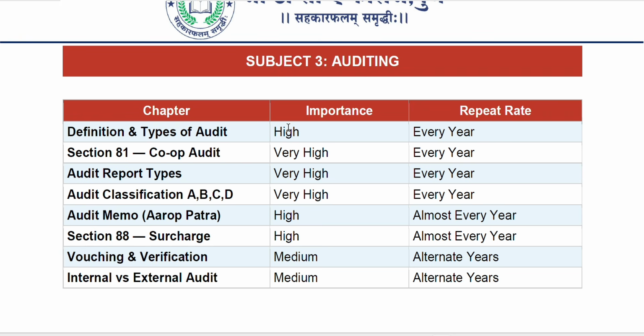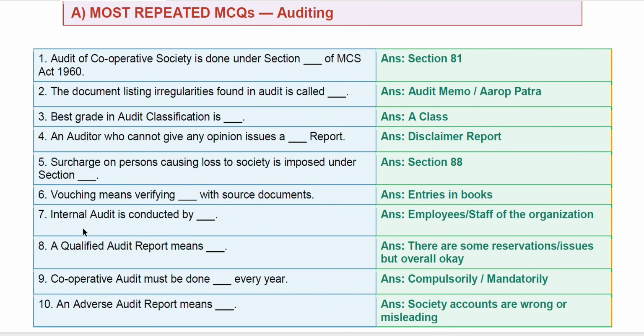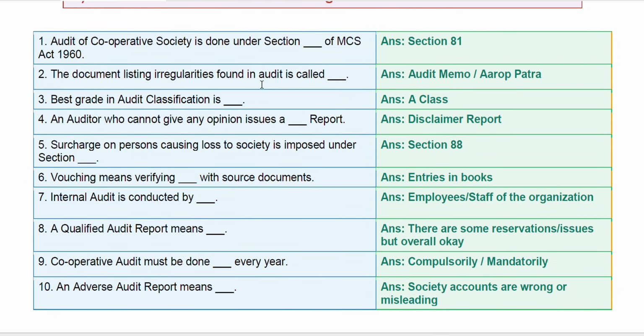Section 88, surcharge. Vouching and verification, internal versus external audit, differences between. So, most repeated MCQs in auditing. Number 1: audit of cooperative society is done under section dash of MCS Act 1960, section 81. The document listing irregularities found in the audit is called audit memo or Arab Patra.